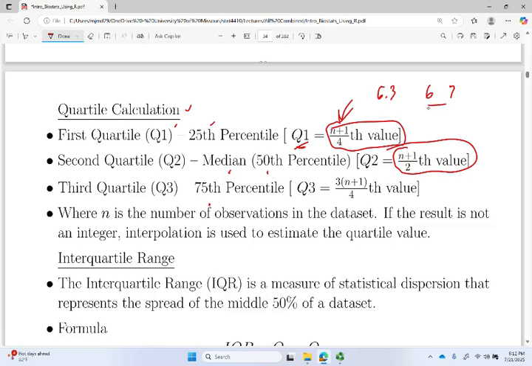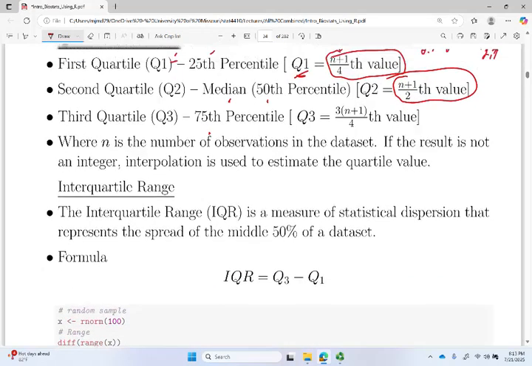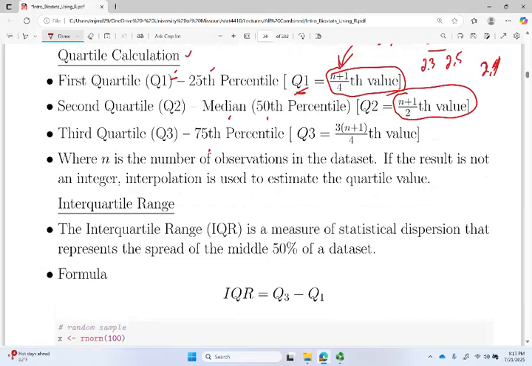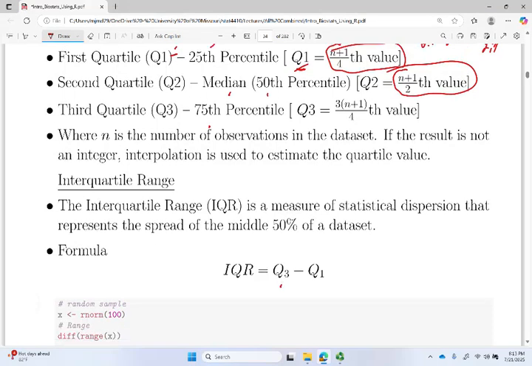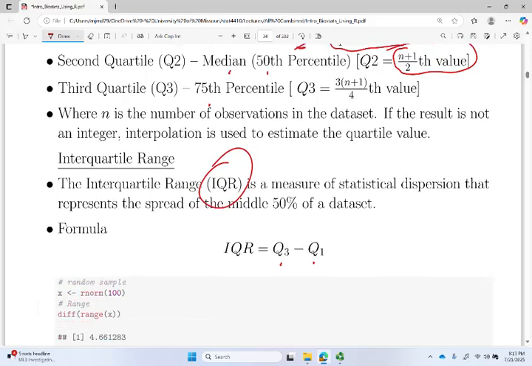So, let's say the 6th position is, I'm making this up, 2.3, and the 7th position is 2.5. Then when we average them, the first quartile would be 2.4. And so that is the first quartile. Now, the interquartile range describes roughly 50% of the inner variability of our data set. So we take the third quartile minus the first quartile, and that's the IQR, the interquartile range.